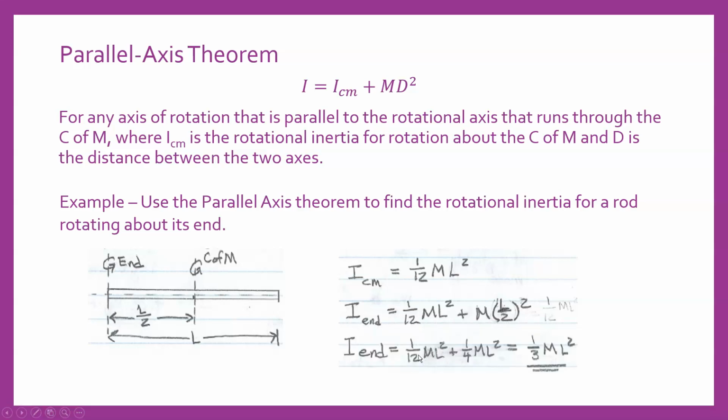We go ahead and finish the math, and we find out that the rotational inertia is 1/3 ml squared. And of course, that's exactly the same answer we got a few minutes ago when we solved the integral for rotation about the end of the rod. So this parallel axis theorem allows us to quickly find the rotational inertia for an axis of rotation other than the center of mass, and it allows us to do it without doing a time-consuming integration.